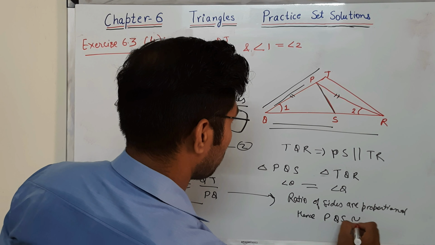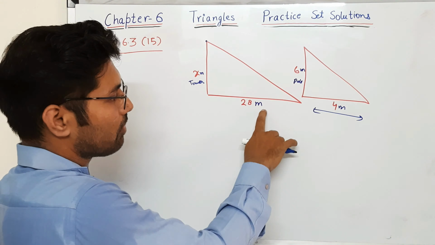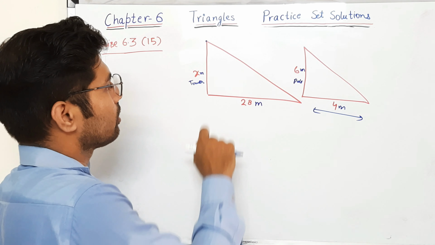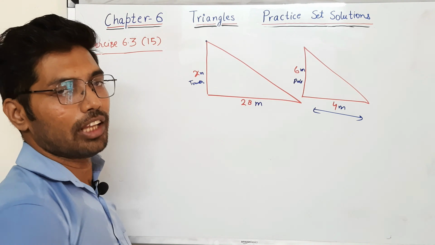Okay guys, now come to our next question, question number 5 of exercise 6.3. In this we have two towers. For example, this is a pole, you can say, and this is a tower. The length of this pole is 6 meters and it gives a shadow of 4 meters. So in a day this 6 meter pole gives a shadow of 4 meters. And a tower gives a shadow of 28 meters in length. Then what is the height of this tower?